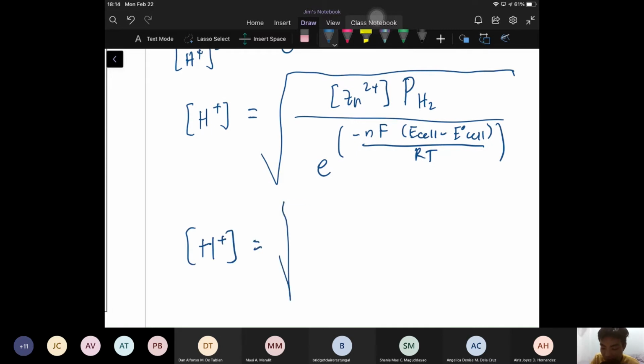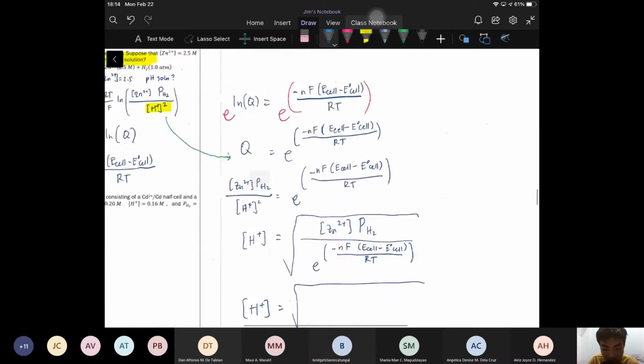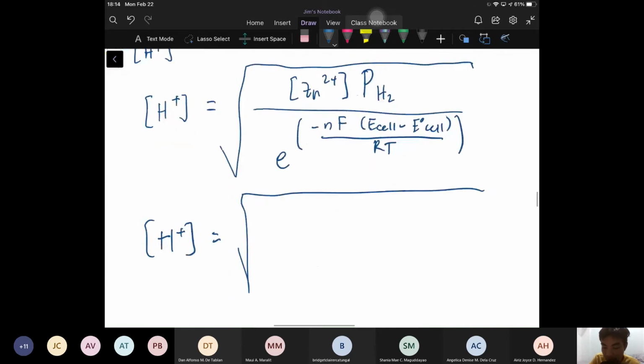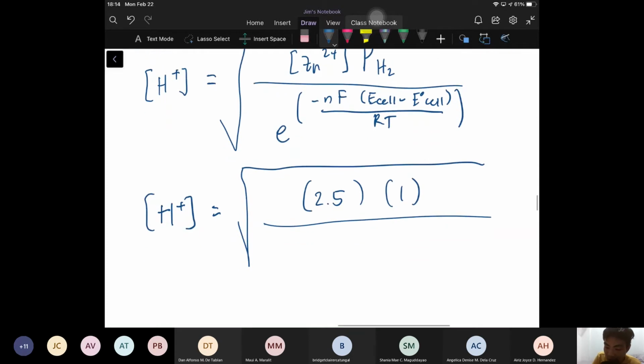Okay. Plug in ng values. What's the concentration of zinc 2 plus? Basahin yung problem. 2.5 molar daw. So, yung numbers na lang isulat nyo. 2.5 molar. Pressure of hydrogen gas is 1 atm. Exponential negative nF, E not cell. Ito, tanong. Alam na ba natin yung n? Hindi pa, no? Nakalimutan natin gawin.